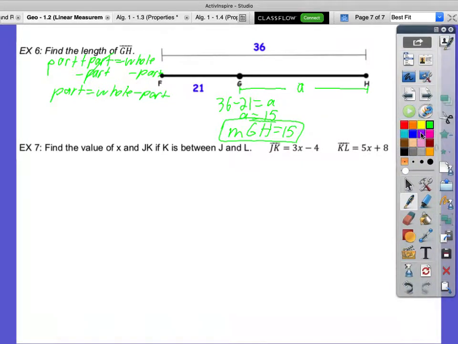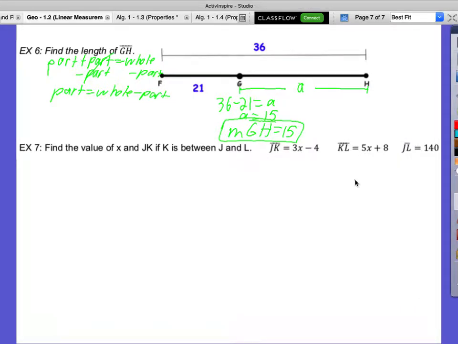Let's work on number 7. Let's set up number 7 together, but I'll have you solve it on your own. Find the value of X and segment JK. K is between J and L. So what are we going to draw here? Pictures are helpful. We're going to draw a line segment.